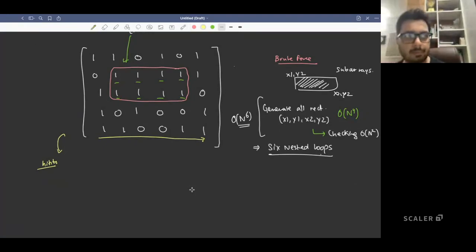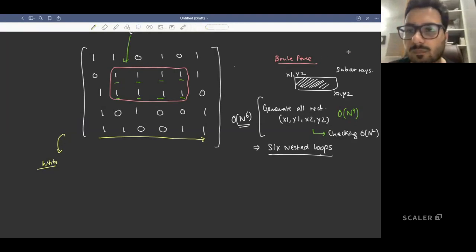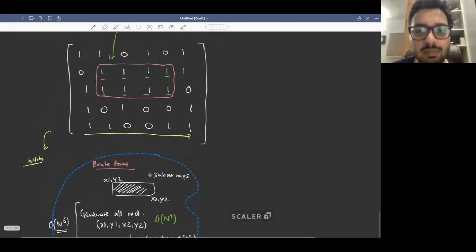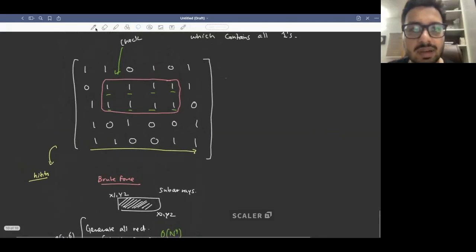Let's say, like any ith row, I'll treat that as a base, right? So brute force is okay. That will take order of n^6 time. But let's try to do something better.